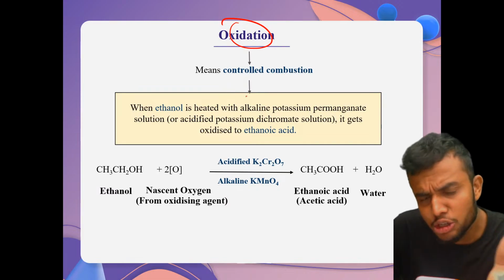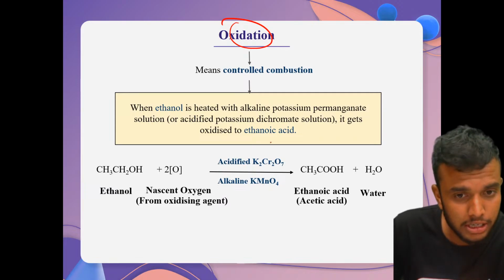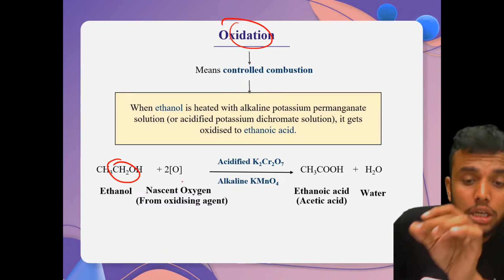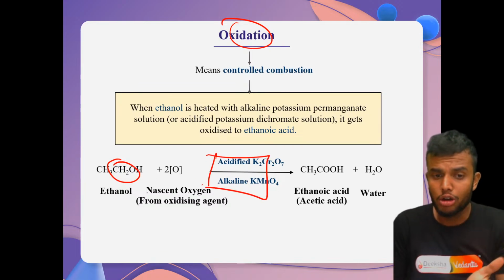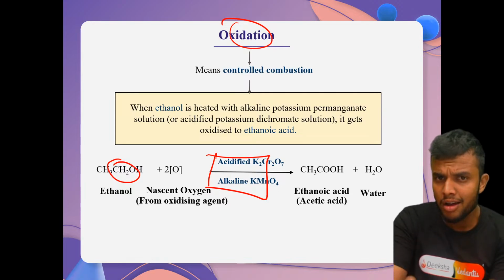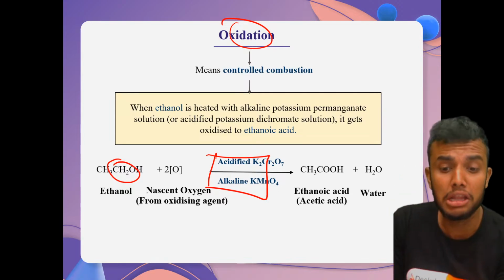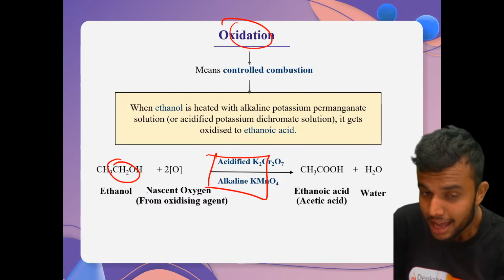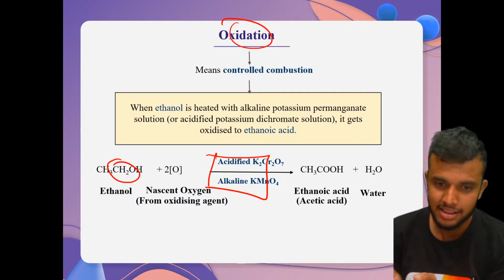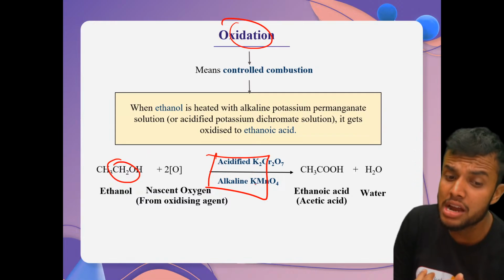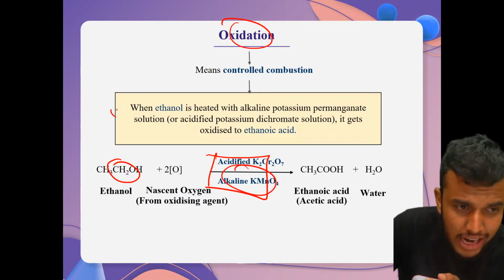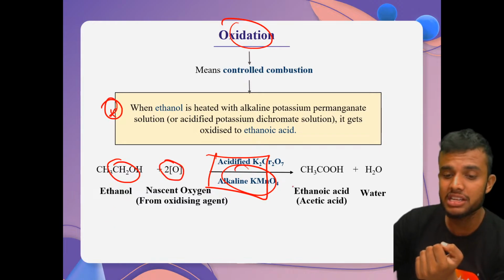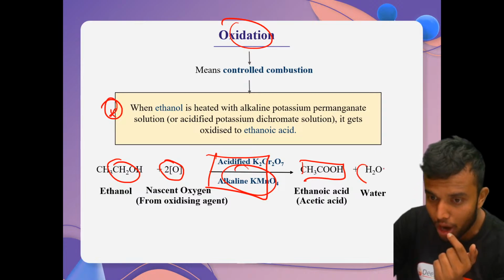Next, move to oxidation. Oxidation is also part of combustion. Here also we react with oxygen, but with a limited amount of oxygen. Ethanol undergoes oxidation in the presence of oxidizing agents. What are oxidants or oxidizing agents? They are reagents which themselves undergo reduction and help other compounds to oxidize. Best examples are acidified K2Cr2O7 and alkaline KMnO4, a very important reaction for your board exams. Ethanol reacts with nascent oxygen and forms ethanoic acid with the release of water.